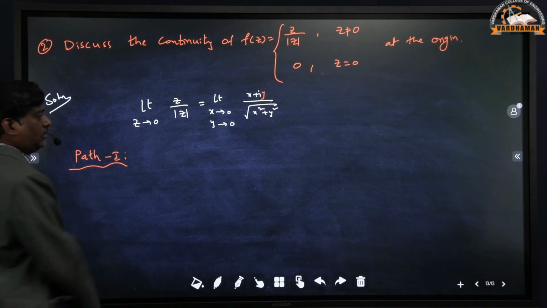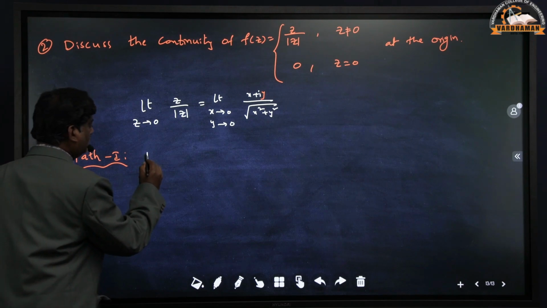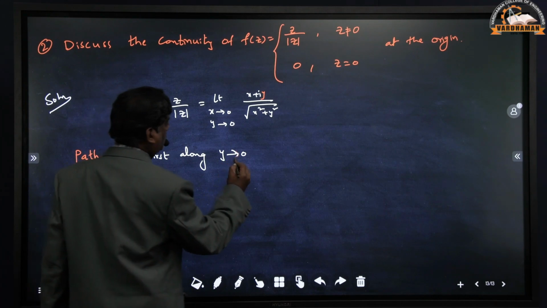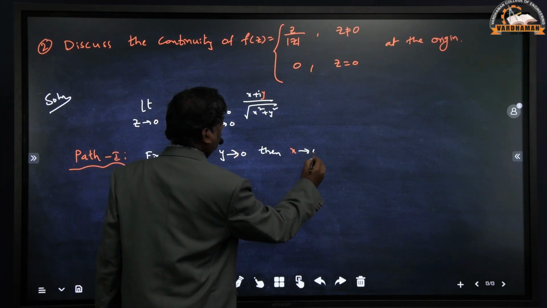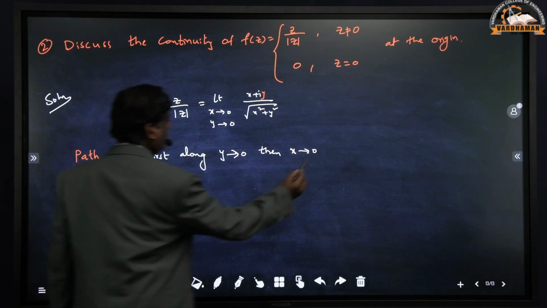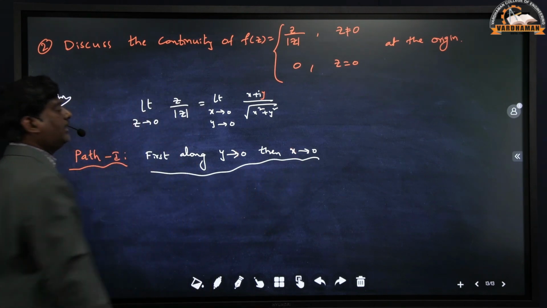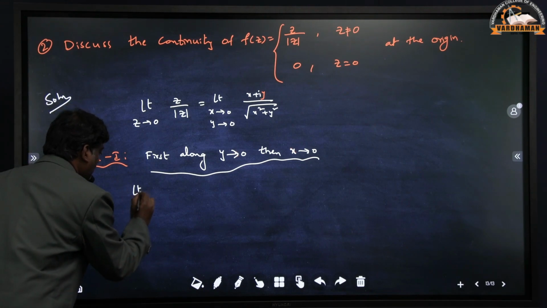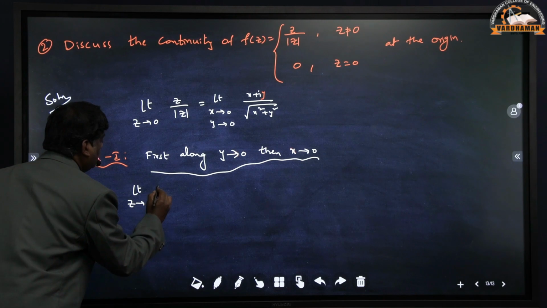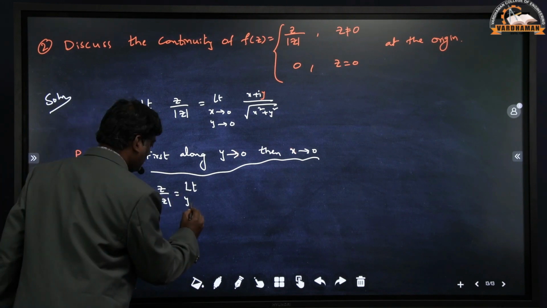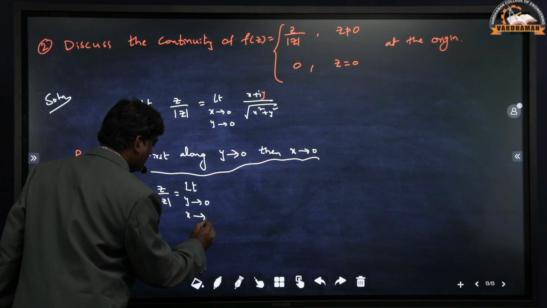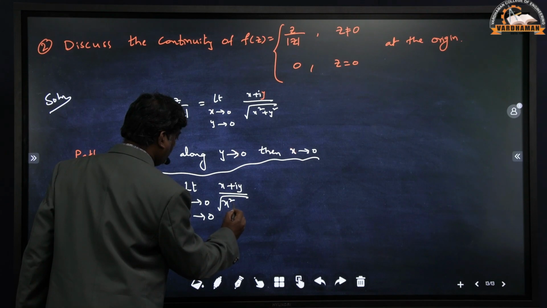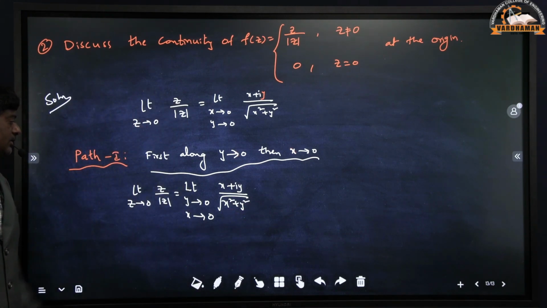Path 1: first y tends to 0, then x tends to 0. Taking the limit as z tends to 0 of z by mod z, that is, y tends to 0 and x tends to 0 of (x plus iy) divided by the square root of x square plus y square. First apply y.